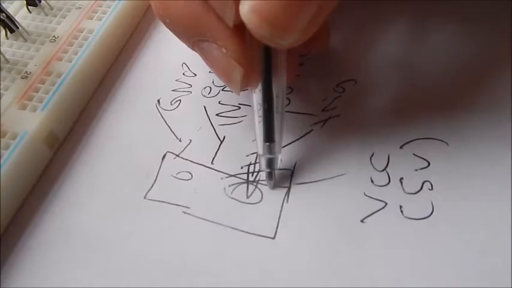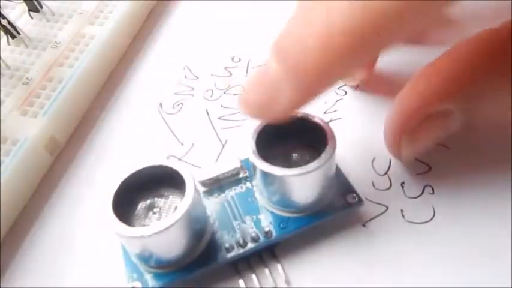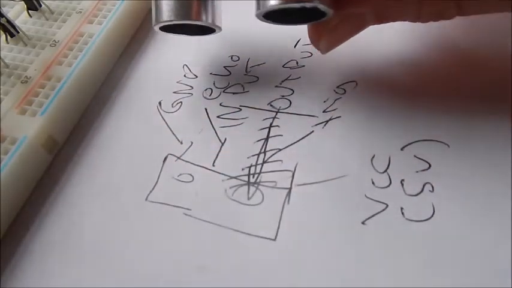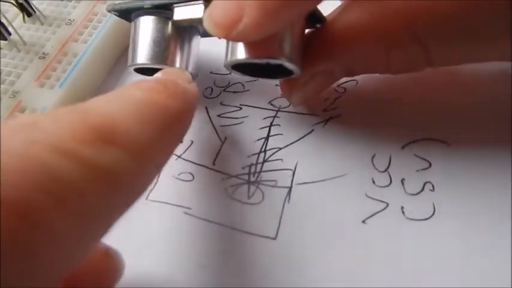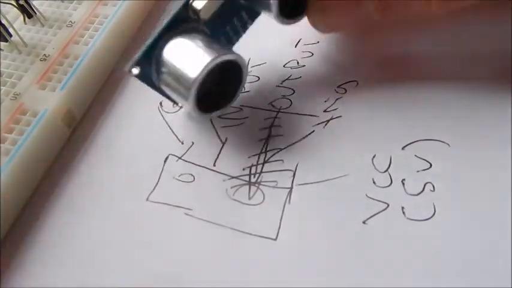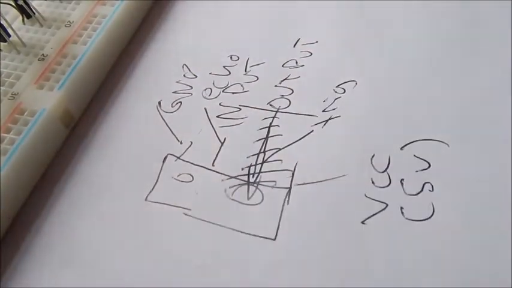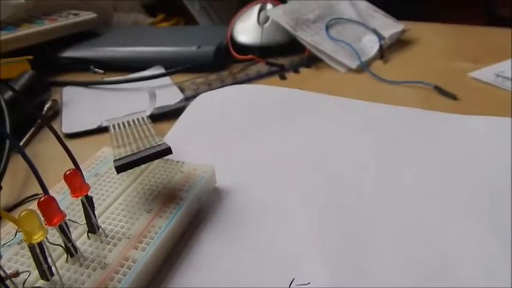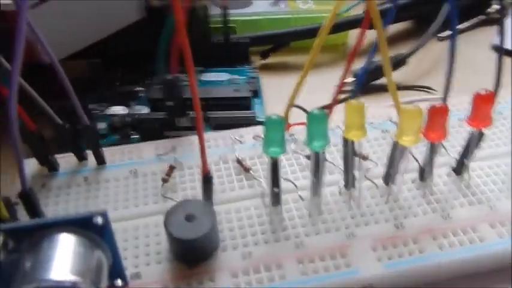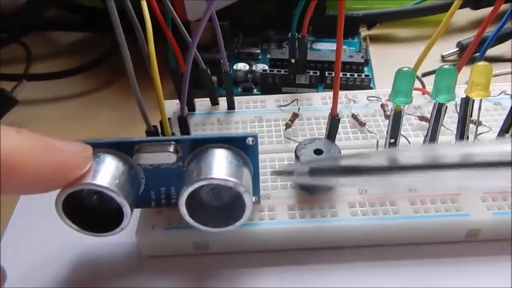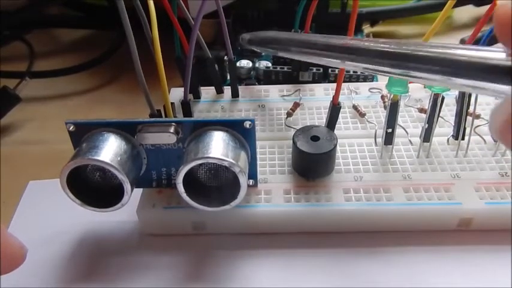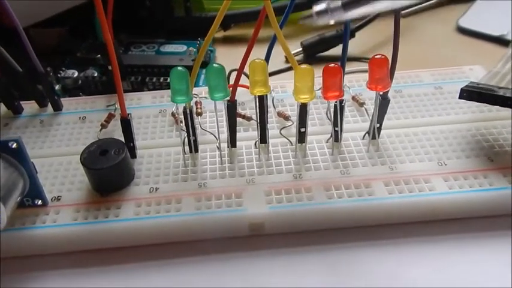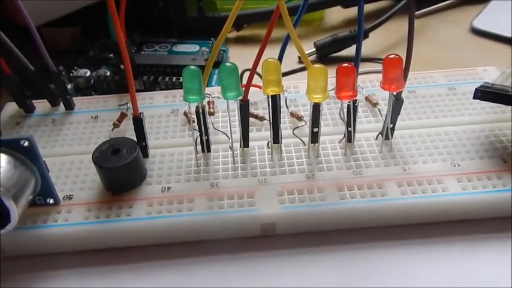But yeah, these two things here generate sound waves, and when they hit an object, they go back and it can tell that there's something there and how far away it is from doing this. So that's how it works. I'm sorry, that diagram's really not very clear. And then when it's done that, the Arduino will know that there's something there, and it can sound the buzzer and light up a different amount of LEDs depending on the distance, how far away it is from the sensor.